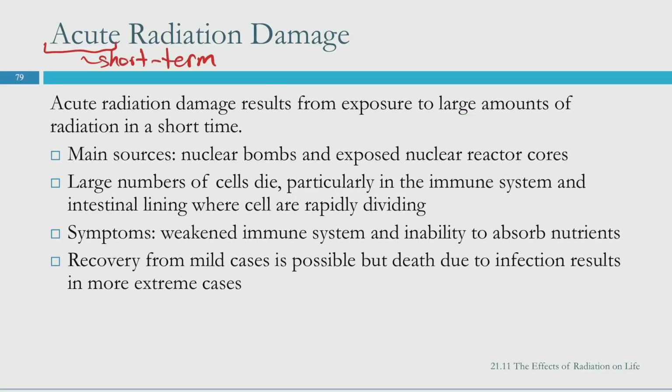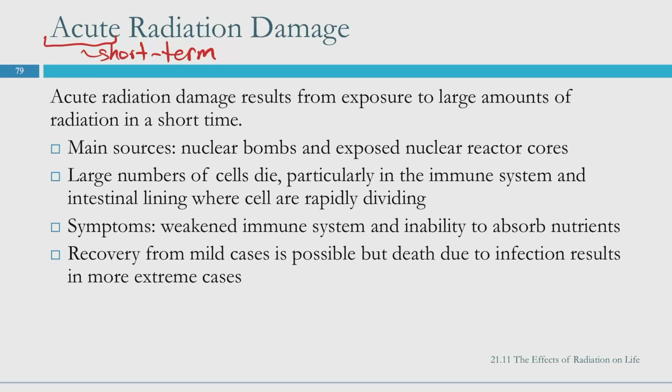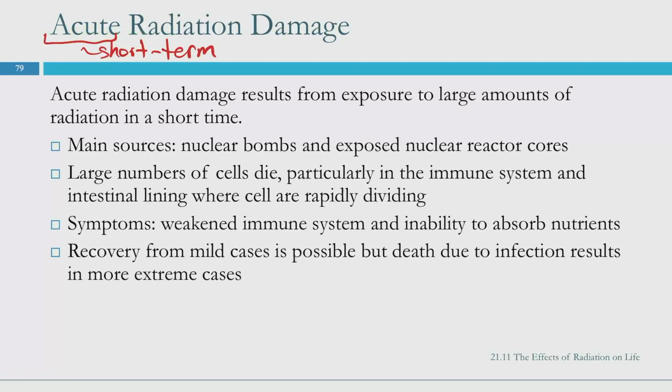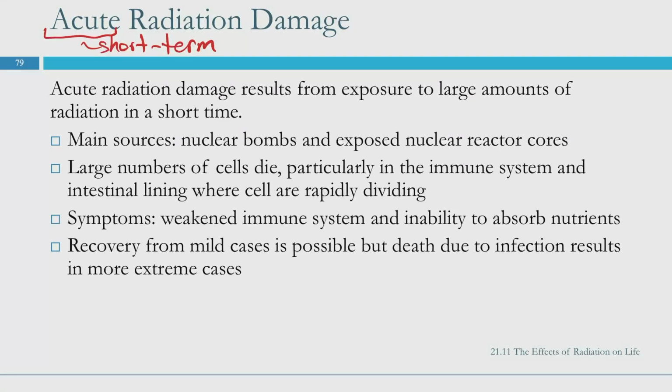The main sources where you'd experience acute radiation damage: if you were around, for some reason, a nuclear bomb explosion, or if you were around an exposed nuclear reactor core, or you were just working in a nuclear plant and you happened to fall into a tub of nuclear waste, maybe. Those are sort of the places that you would experience acute radiation damage. You are very unlikely to encounter this.